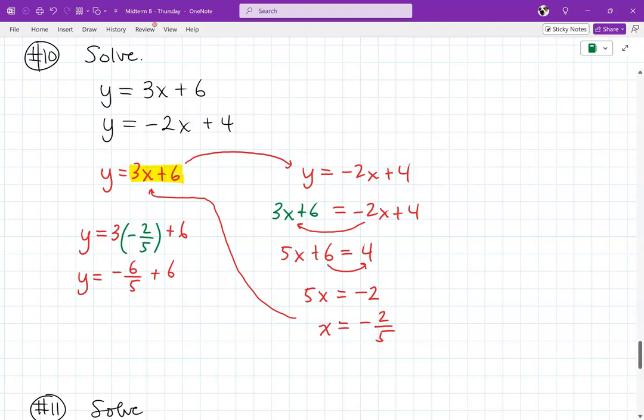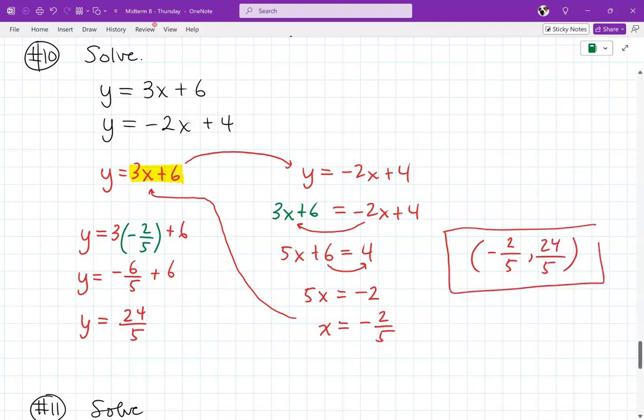Okay. So what is that? That's 30 over 5, so that'd be 24 over 5. So your answer will be this. And again, use a calculator. I mean, if you want to, you can do it in your head. It's up to you. But if you don't want to, just use a calculator to do the calculations, and you'll be fine. So that's using substitution.